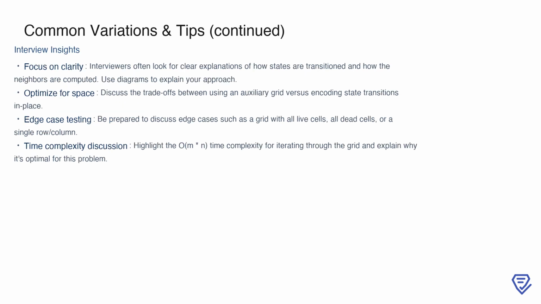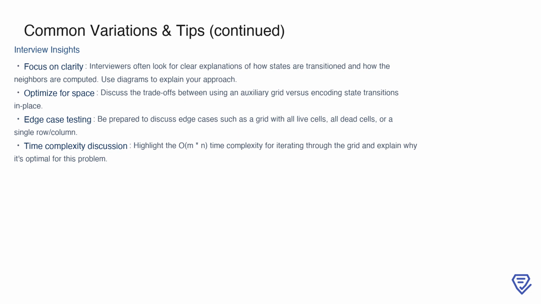In interviews, clarity is one of the most important things to focus on when solving the game of life problem. Being able to explain how you transition states and calculate neighbors is crucial, and visual aids like diagrams can be very effective. You should also be prepared to discuss space optimization. For instance, you can explain the trade-offs between using an auxiliary grid versus encoding state transitions in place.